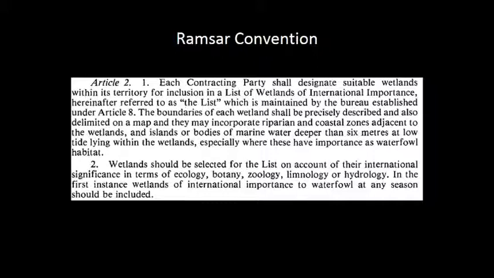They are. It says each contracting party shall designate suitable wetlands. They don't get told. They nominate. So they sign up, but they're still in control of their own country. Really important from the perspective of thinking about the politics of the country agreeing to this.